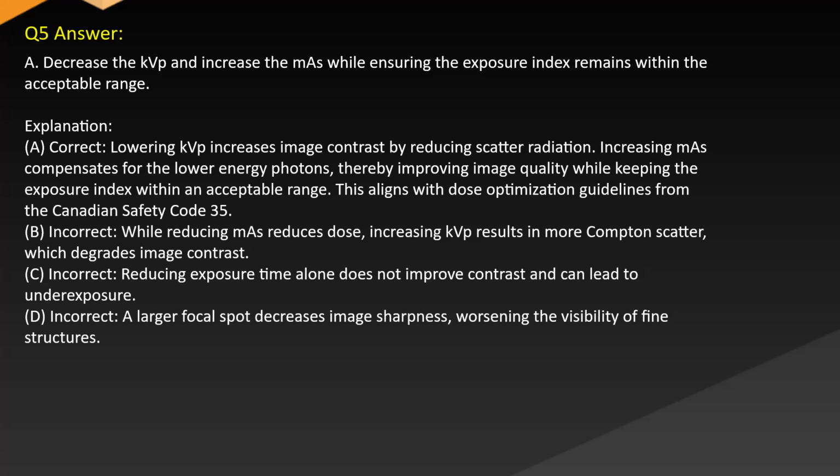Explanation: A. Correct. Lowering kVp increases image contrast by reducing scatter radiation. Increasing mAs compensates for the lower energy photons, thereby improving image quality while keeping the exposure index within an acceptable range. This aligns with dose optimization guidelines from the Canadian Safety Code 35. B. Incorrect. While reducing mAs reduces dose, increasing kVp results in more Compton scatter, which degrades image contrast. C. Incorrect. Reducing exposure time alone does not improve contrast and can lead to underexposure. D. Incorrect. A larger focal spot decreases image sharpness, worsening the visibility of fine structures.